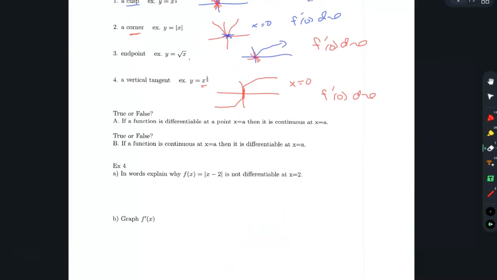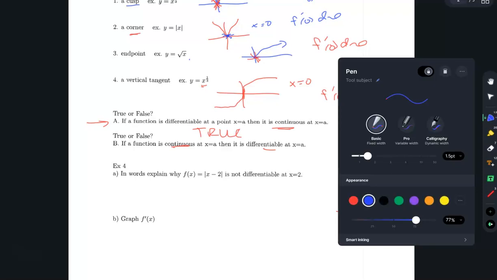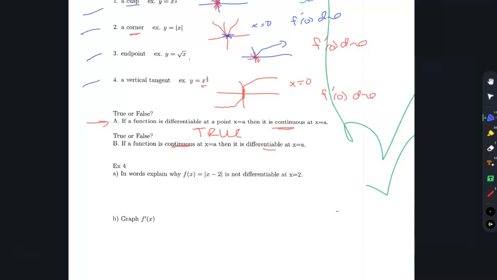All right. Let's look at these two. True or false? If a function is differentiable, then it's got to be continuous. Yes. If I can find the one tangent line at a point A, then that means it has to be continuous. I have to be able to draw it. If it's continuous, then it's differentiable? No. These are all kinds of examples right here. All four of these examples are continuous and not differentiable, so that's false.